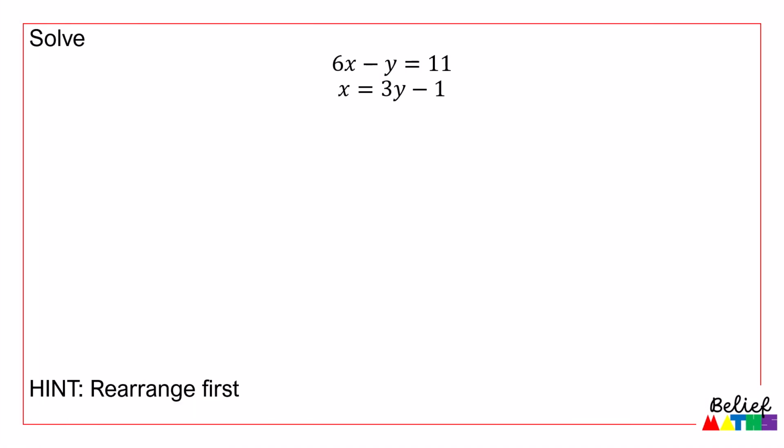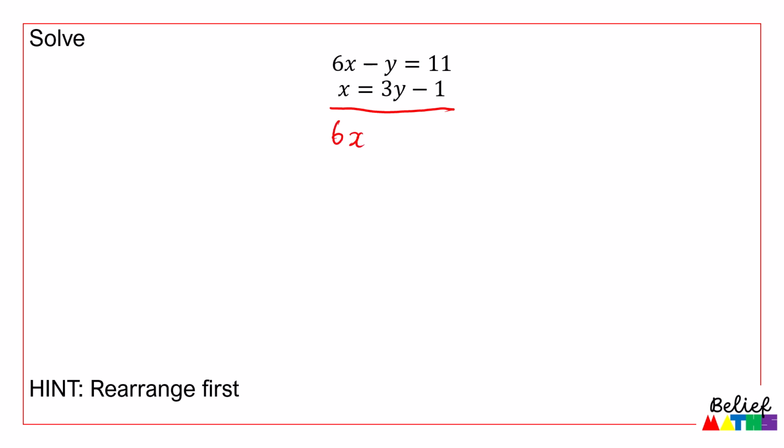Now question 5 is a little bit different to the previous questions we've seen. What you'll notice is that our two equations look slightly different to the ones before. Now there's a hint at the bottom that tells us to rearrange first, because we want it in the form where we have our x, our y equals our constant or our number.